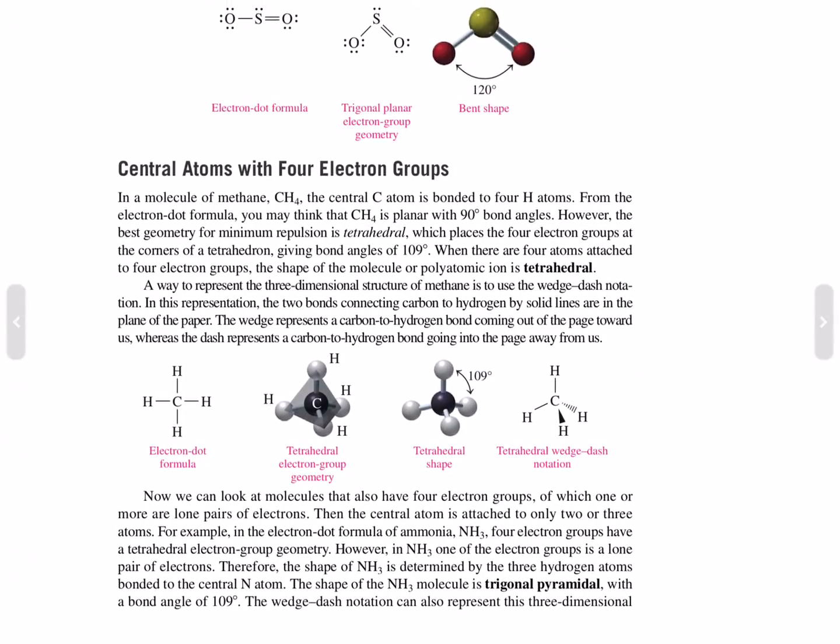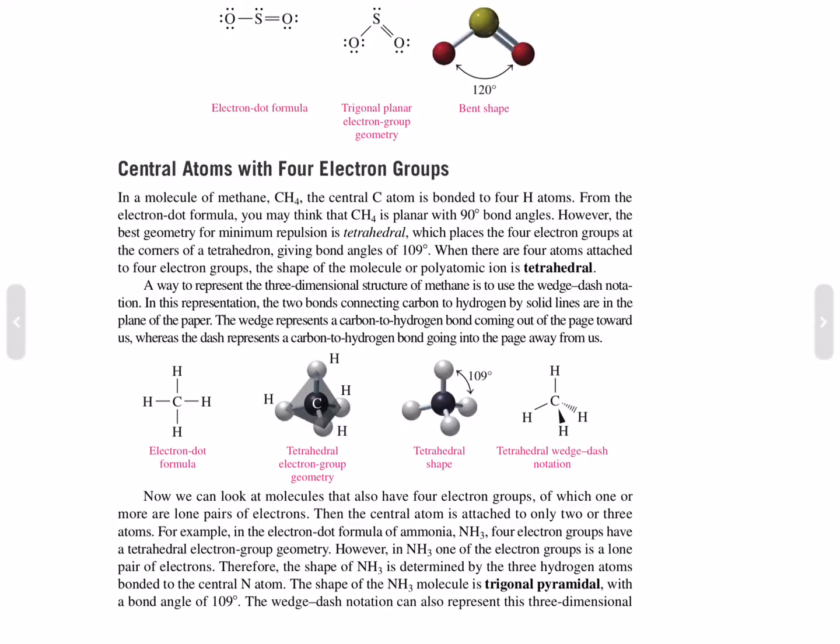Central atoms with four electron groups. In a molecule of methane, CH4, the central carbon atom is bonded to four hydrogen atoms. From the electron dot formula, you may think that CH4 is planar with 90 degree bond angles. However, the best geometry for minimum repulsion is tetrahedral, which places the four electron groups at the corners of a tetrahedron, giving bond angles of 109.5 degrees. When there are four atoms attached to four electron groups, the shape of the molecule or polyatomic ion is tetrahedral.